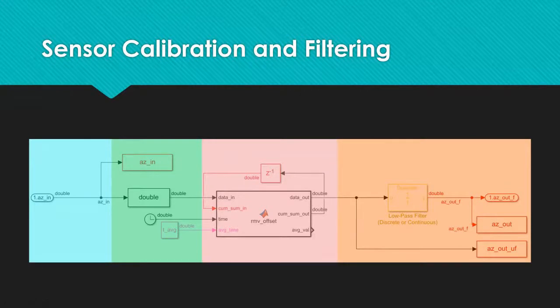So you can notice that we have a lot of To Workspace blocks to allow for comprehensive data analysis while tuning the takeoff phase and controllers. In this particular block, raw data, offset data, and filter data with an offset allow us to visually see phase lag caused by the low-pass filter and quickly detect faulty sensor calibration.